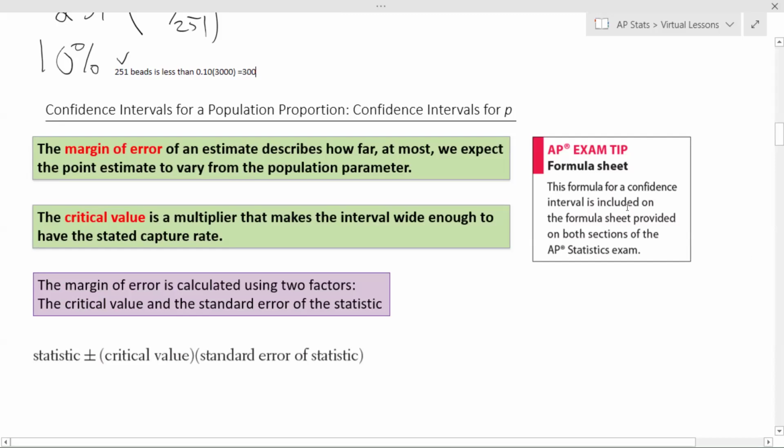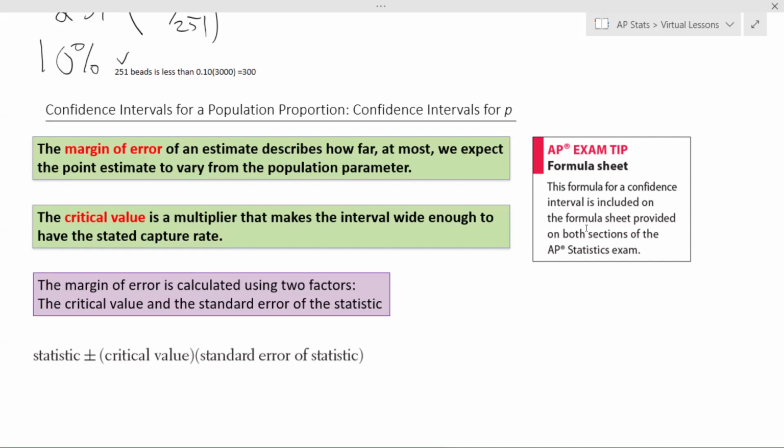Now, you don't have to memorize the formula for a confidence interval because our AP exam tip here is that it's on the formula sheet. The formula for a confidence interval is included on the formula sheet provided on both sections of the AP Stats exam. Okay, there are multiple formulas on the formula sheet. So the important thing is to know which one to use when, what conditions need to be verified in order to use them, and then how to interpret the results.